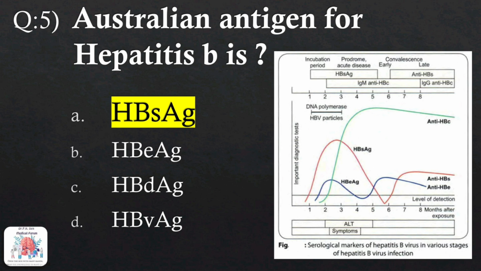HBeAg, is a marker of active viral replication and high viral infectivity. On your screens, with the answer is given a table or a diagram which shows the various markers and when they rise. Please have a look at it.